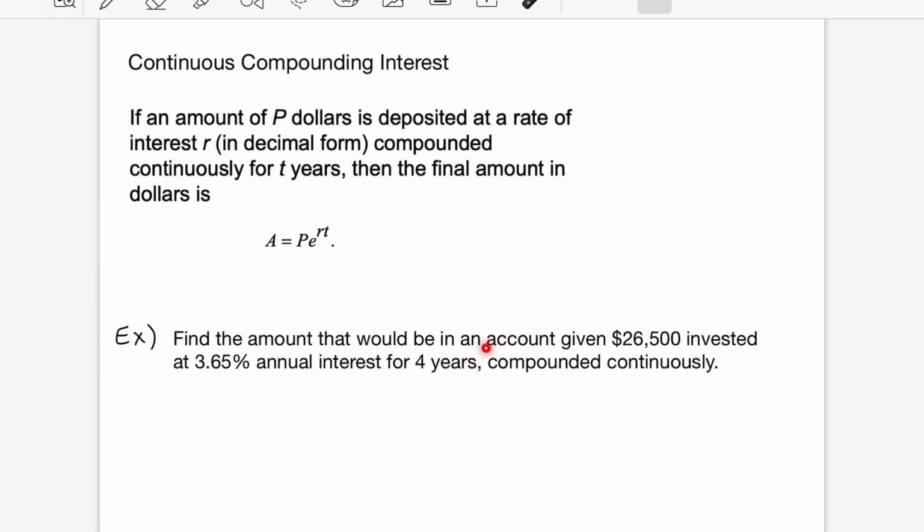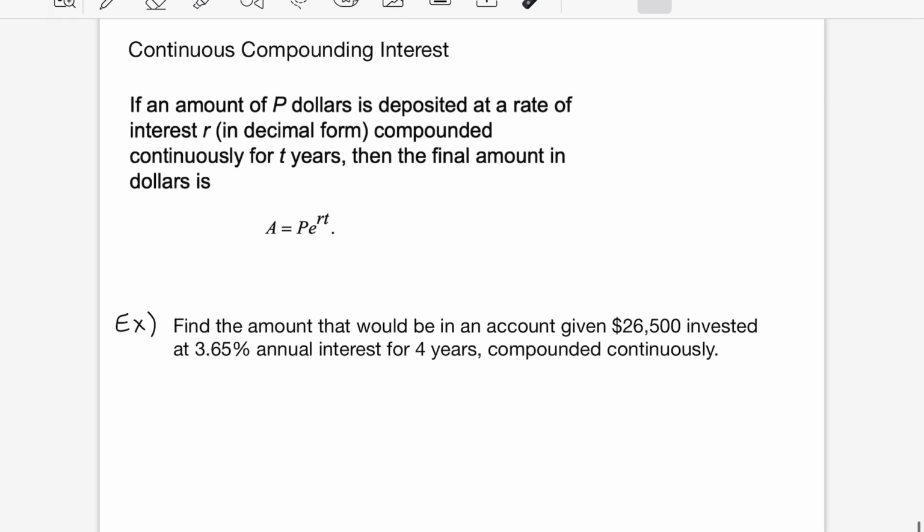We want to find the amount that would be in an account given $26,500 invested at a 3.65% annual interest for 4 years. And this will be compounded continuously. So this tells us that we'll be using this formula here. So just be careful with that. If we're ever compounding continuously, we're using this formula. And if you're ever given that you're compounding a certain number of times per year, we'll use the previous one.